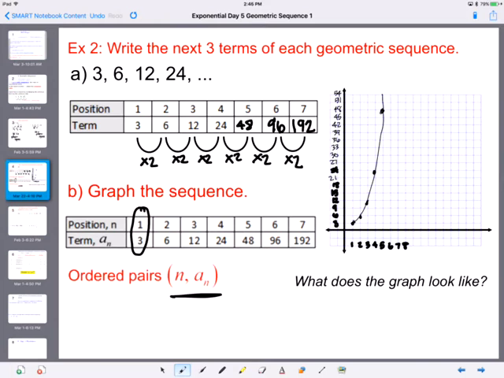What does this graph look like? You're right, an exponential function. It increases with a quick curve.